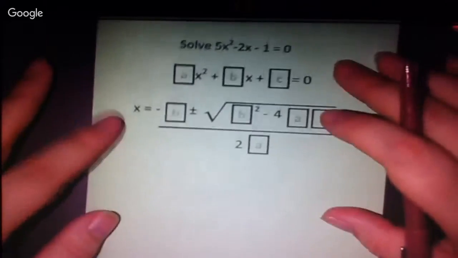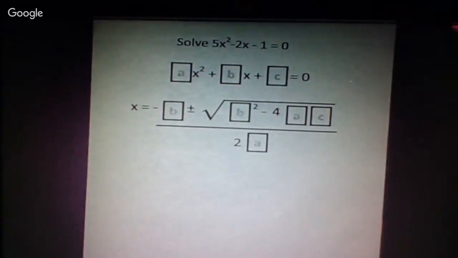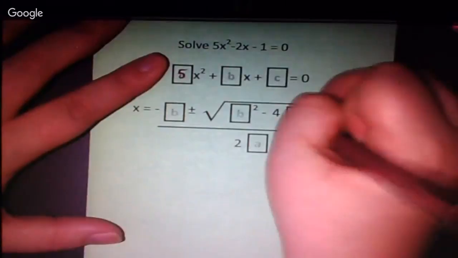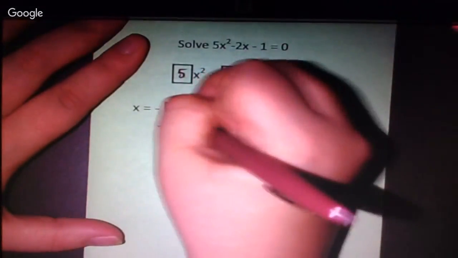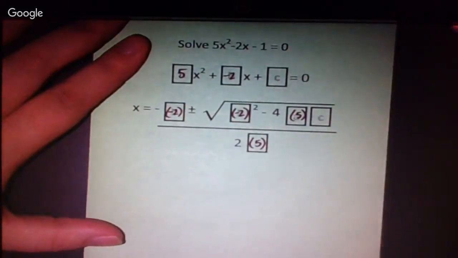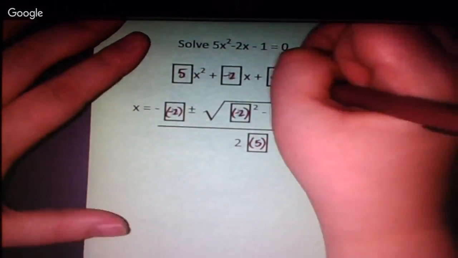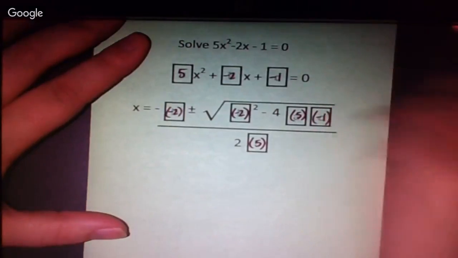Okay. All right. Flip it over and let's do this one. I folded mine in half when I put it up here. If it's just open, you're just going to the right-hand side. So this time, do I need to do anything before I plug it in? No. What's my A value? 5. So all of my A's are going to be replaced with a 5. My B is -2. So all of my B values get replaced with a -2. And finally, my C value is -1. All my C values get replaced with a -1.